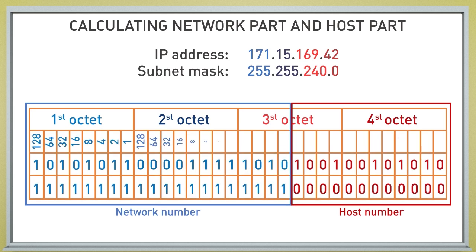The network part of the IP address is obtained by performing a logical AND operation between the IP address and the subnet mask. Let's convert from binary to decimal in octets using powers of 2. As a result, we get the network number 171.15.160. The host part of the IP address is the remaining bits after the AND operation. The host number is 9.42. The same rule for calculating the network and host part is used in all other cases.